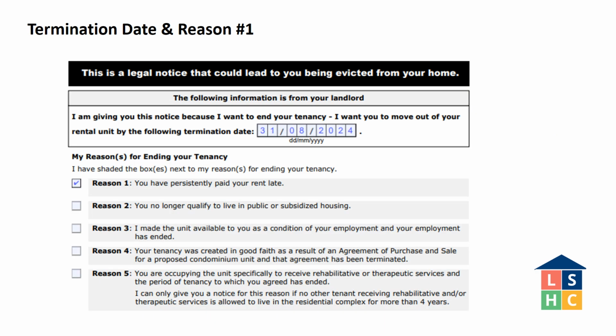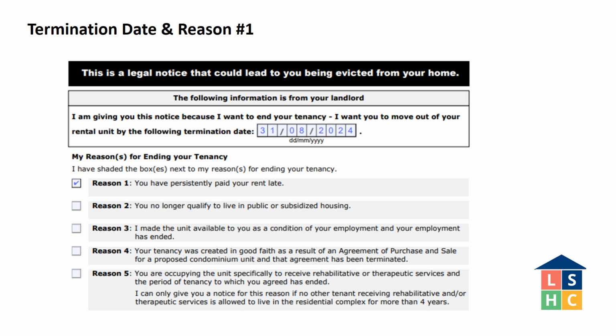This module focuses on persistent late payments. When filling out the notice, make sure to shade in the box next to reason 1. When calculating the termination date, the day this notice is served to the tenant is considered day 0. The next day is day 1.